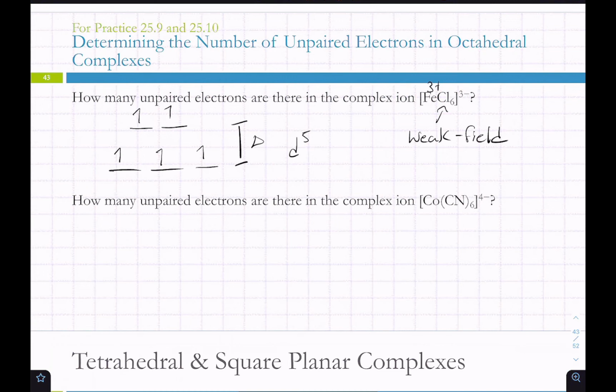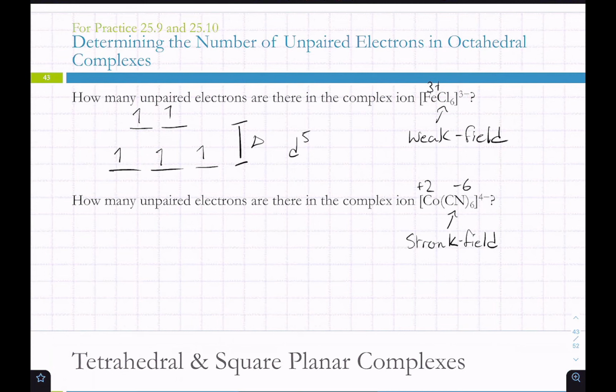Alrighty, how about for cobalt? Hexacyanocobalt. How many electrons do we have on cobalt? Yeah, cobalt's a +2. So cobalt, 7 electrons to place. So it's a d7. And then is cyanide a strong or a weak field ligand? Strong. Strong field.